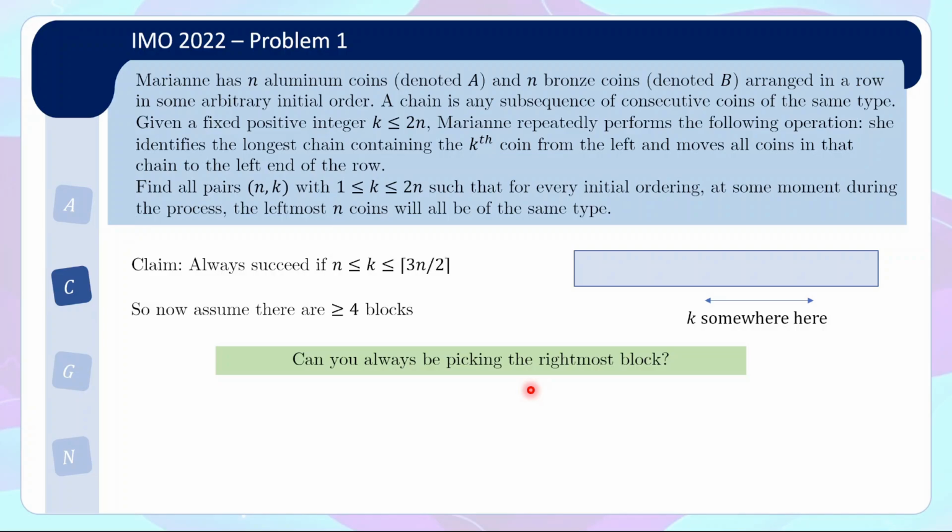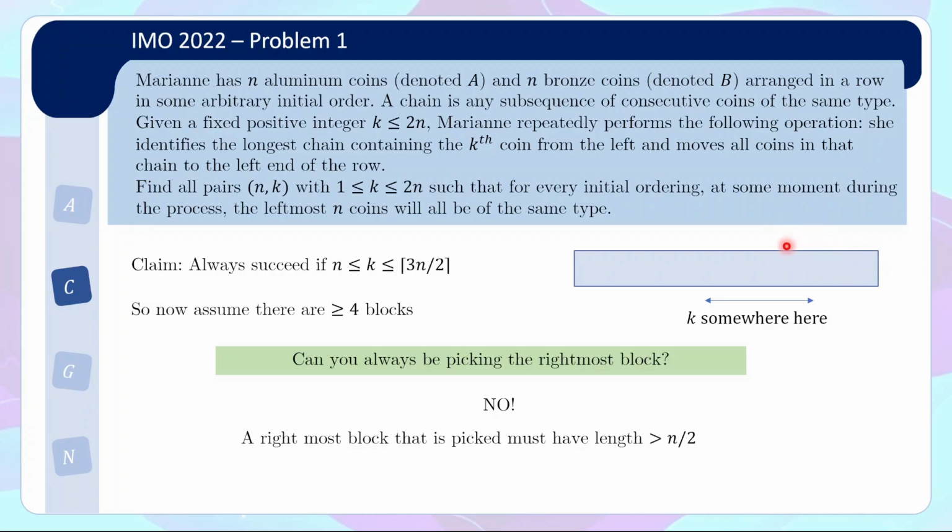So you need to prove that you are never in a situation where you always end up picking the rightmost block. So the answer is no. Can you always be picking the rightmost block? No, because a rightmost block that is picked must have length bigger than n over 2, right? Because k is from here to here. If k is, let's say, here, and you end up, this means picking the rightmost block.